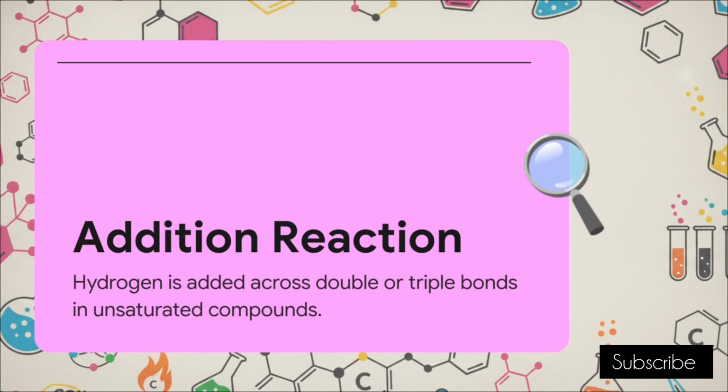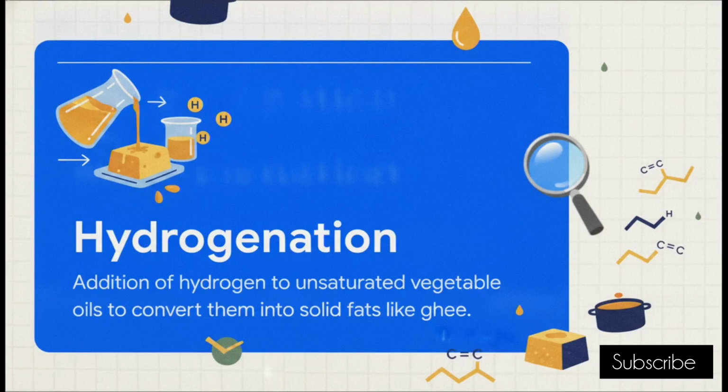This occurs specifically in unsaturated hydrocarbons. Remember, those are the ones with double or triple bonds. In this reaction, hydrogen can be added straight across these bonds. For example, ethene reacts with hydrogen to form ethane. And to get this transformation to happen, it takes place in the presence of catalysts, which are typically metals like nickel, palladium, or platinum.